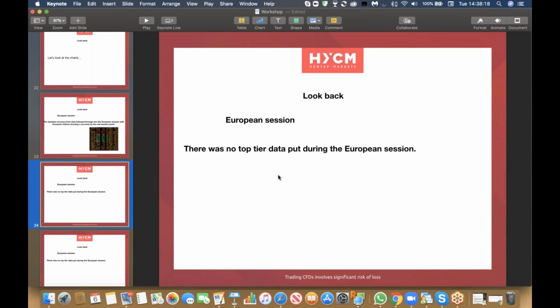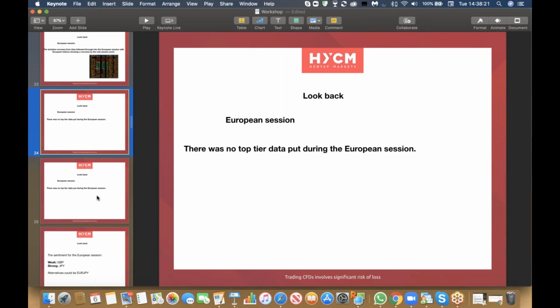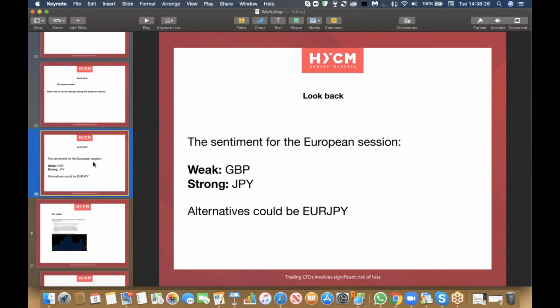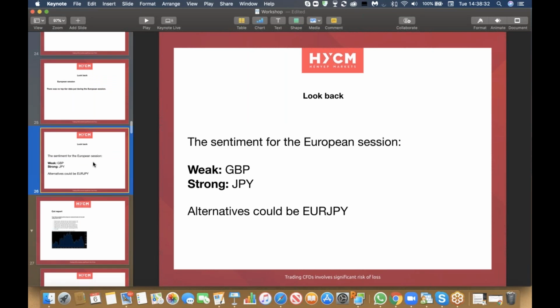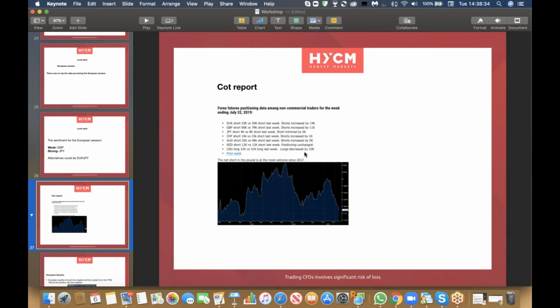European session, there's no top tier data out during the European session. So because there was no top tier data out, there was nothing in particular, I just maintain that weak pound, strong yen bias. Again, alternatives could be euro yen. With the pound, just saying, the COT position is short in the pound.